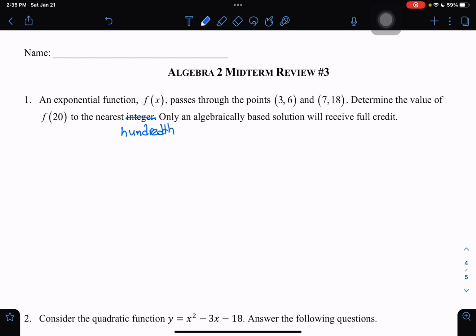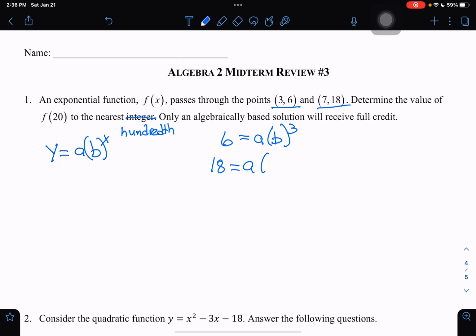All right, so we could set up the two equations with the 2 points that we have. Remember, the general form is y equals a times b raised to the x power. Using (3, 6), I have 6 = a·b^3. When I use (7, 18), I get 18 = a·b^7, and then I'm going to divide both of these.